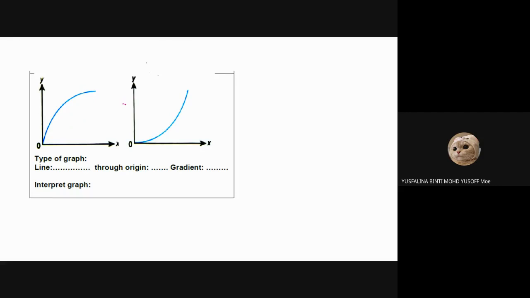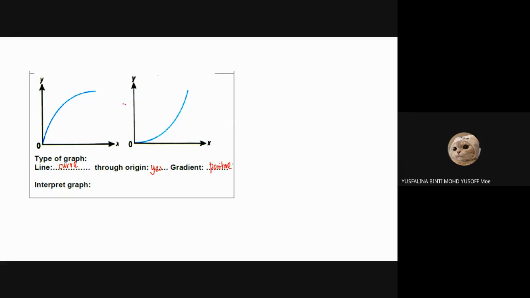Okay, so you can see here the line is a curved line. Does it pass through the origin? Yes, you can see it passes through the origin. The gradient here, you can see the value is increasing, right? So it's positive. The gradient is positive.